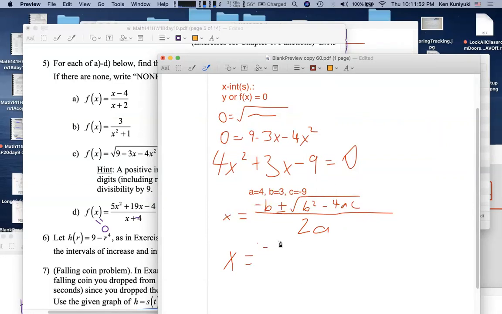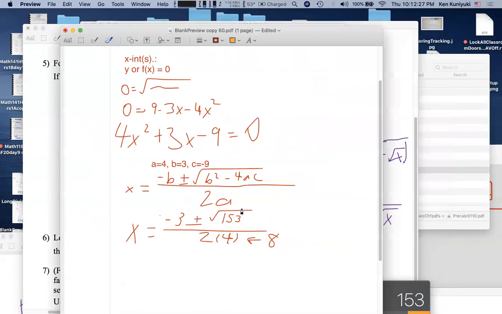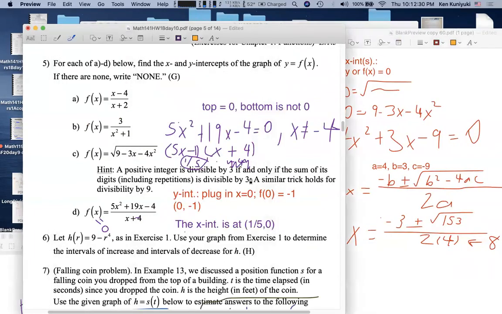So we have the opposite of 3, or -3, plus or minus the square root of, I just worked this out, 153. That was the discriminant. All over 2A, which is 8 down there. Now here's the tricky part. Root 153 can be simplified. And I have a hint here.